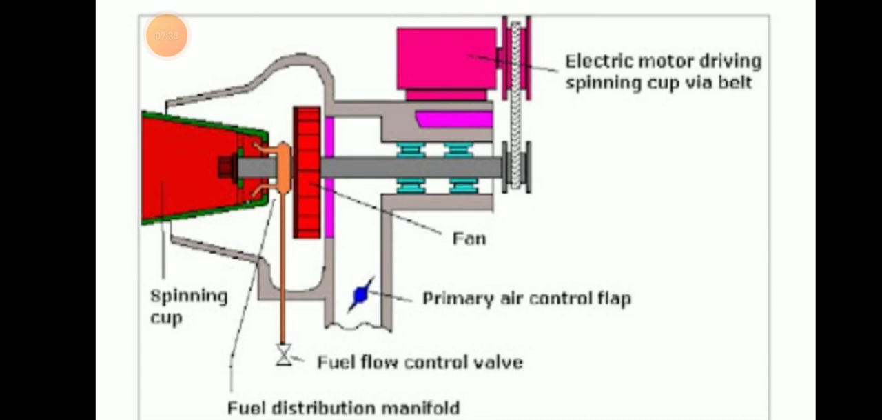Here is the picture of a rotary cup burner. The electric motor drives the spinning cup via a belt, along with the primary airflow. The spinning cup is there, then the fuel flow control.